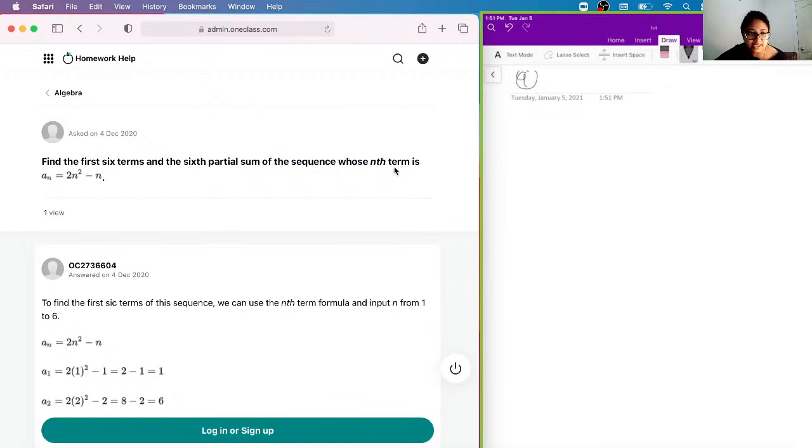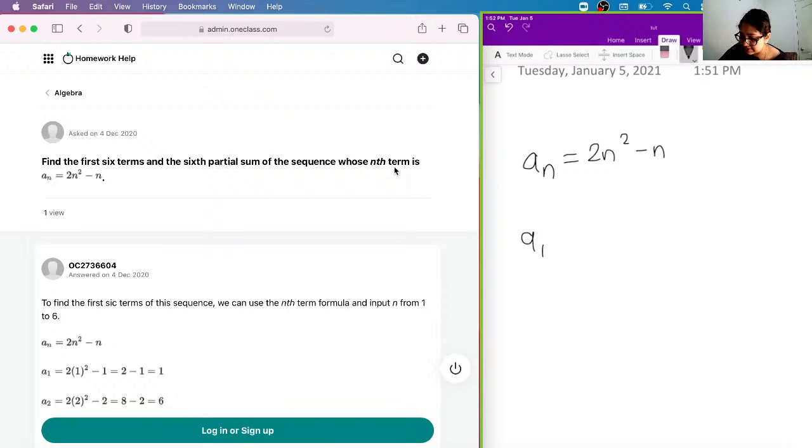Next question says, find the first 6 terms and the 6th partial sum of the sequence whose nth term is the given sequence. Okay. To do that, we're given the sequence formula, a n is equal to 2 to the n minus something. So we just have to find the 6th term, and we just have to plug in 1, 2, 3, 4, 5, 6 into the equation as n.